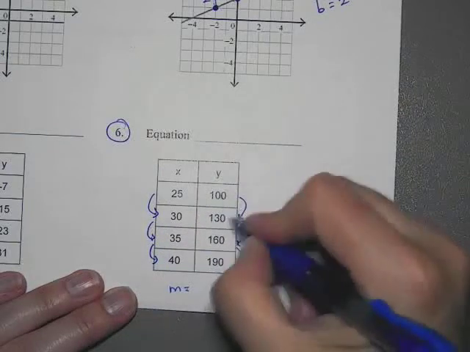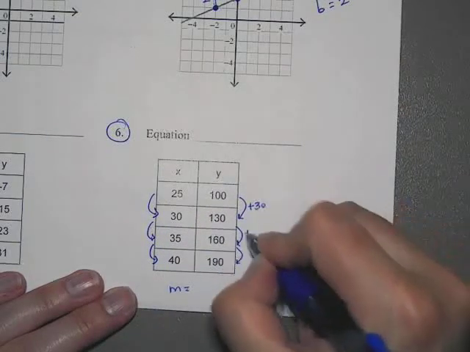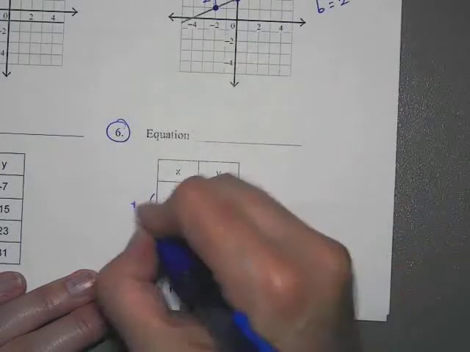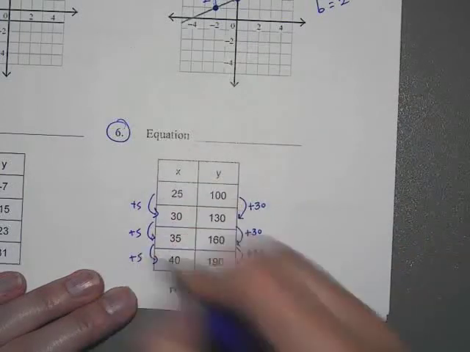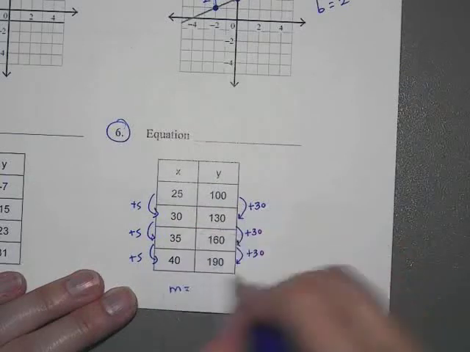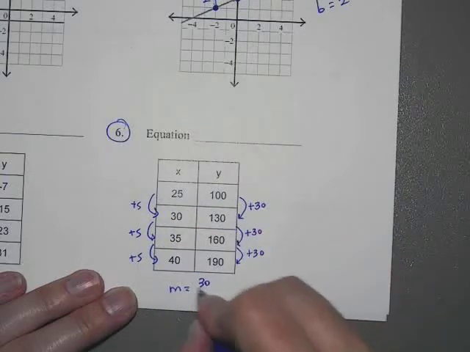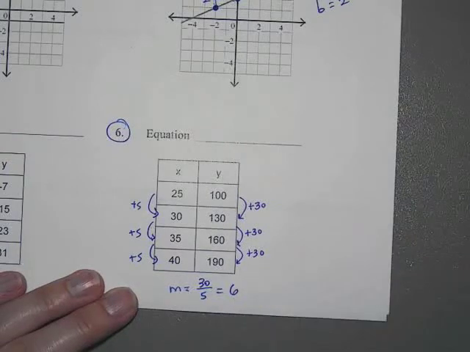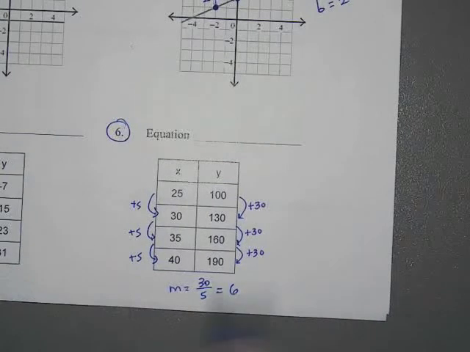Over here I see that I'm adding 30 each time. Over here I see that I'm adding 5 each time. So my slope is change in y divided by change in x, in this case 30 divided by 5. That's something we could type in a calculator or that we might know, which just comes out nicely to be 6. So we have our slope.